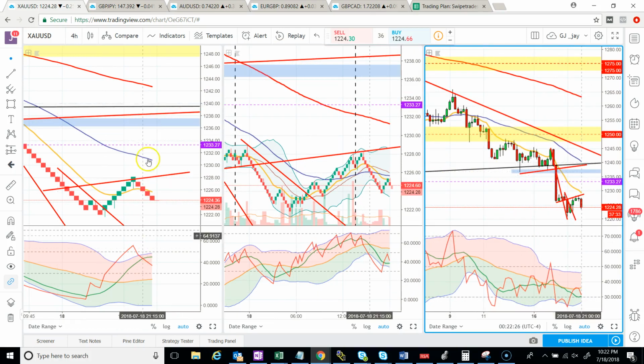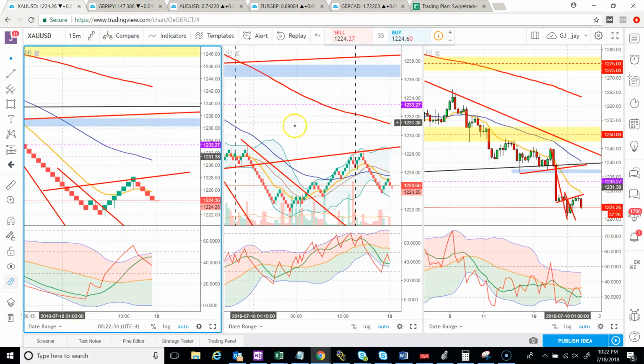We also have 3 different charts, right? By the way, they're all gold. So this is gold, this is gold, this is gold. So I'm going to show you guys exactly what it is that I'm using.